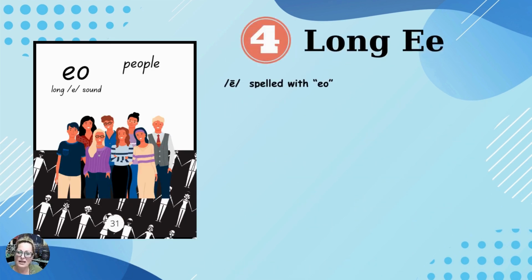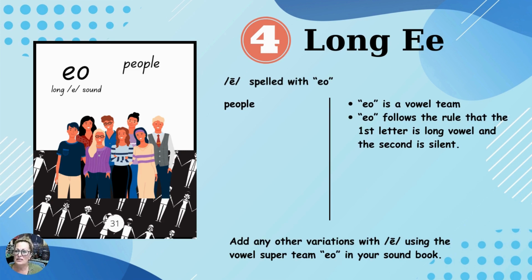Let's roll it to the last one, which is E spelled with E-O. I got the word people. People. If you can come up with another word with a long E with E-O, knock yourself out. Please write it in the sound book. But this is usually the only word that I put on the sound card. It's just something they have to know.